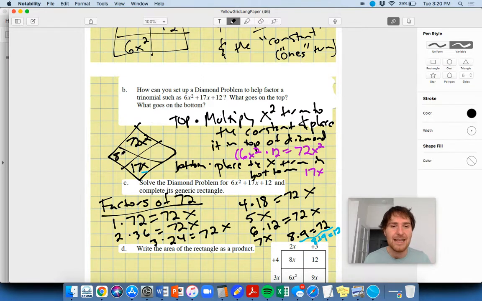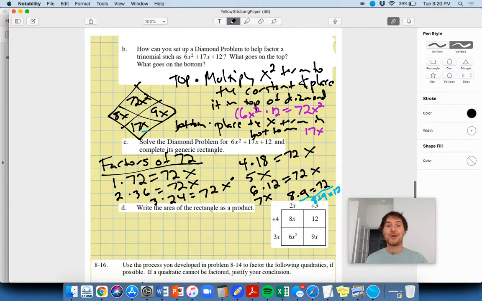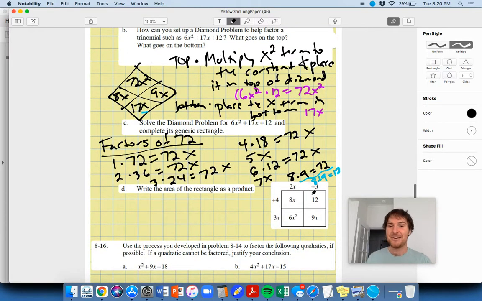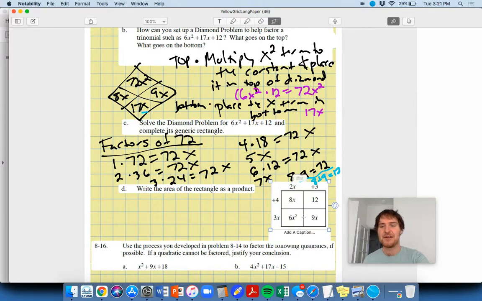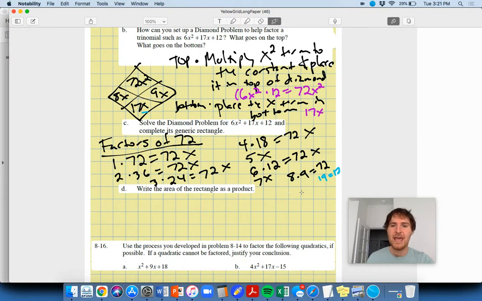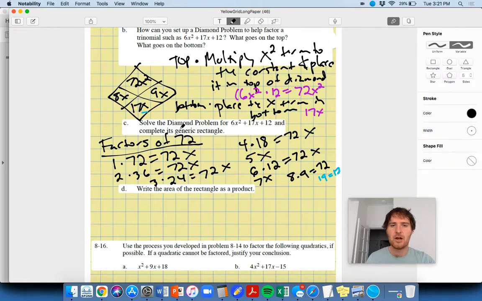But we're going to put 8x right here. We're going to put 9x right here. And that's the way we're going to set up our diamond. And we're going to set up our, it says here, complete the generic rectangle. I, again, have the answer key in here. I accidentally put some answers down here. But yeah, we can take what we have from over here and set up a generic rectangle now, okay?